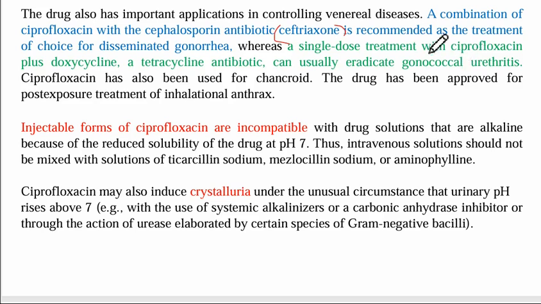Gonococcal urethritis and disseminated gonorrhea are disorders related to UTI. So generally ciprofloxacin, when given with a cephalosporin antibiotic, is used in the treatment of disseminated gonorrhea, and with doxycycline it eradicates gonococcal urethritis. Injectable forms of ciprofloxacin are also present, but these are highly incompatible. Along with nalidixic acid, crystalluria may also be induced when ciprofloxacin is given.